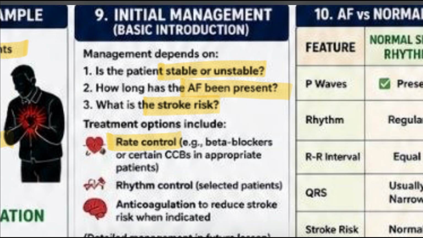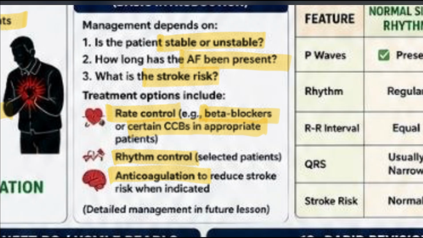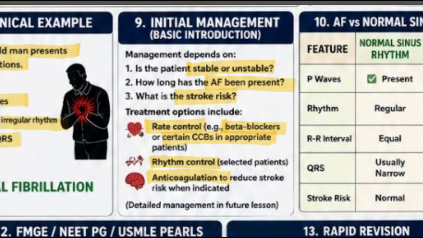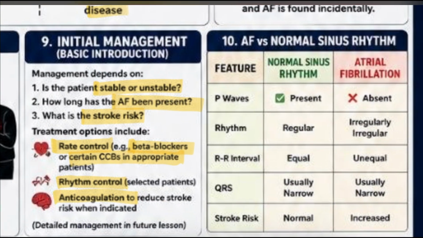Okay, so the treatment options include rate control. We have to control the rate with beta blockers like metoprolol or bisoprolol, or certain calcium channel blockers in appropriate patients. And we have to control the rhythm in selected patients. And we have to start anticoagulation to reduce stroke risk when indicated. We will discuss atrial fibrillation management in detail in our internal medicine series, where I uploaded the atrial fibrillation management lecture properly. So if you didn't watch, you can watch that video.